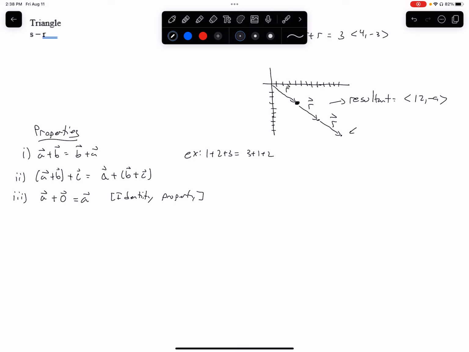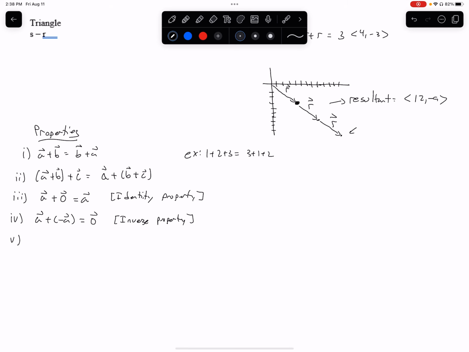Also, they have to follow the inverses. If I take vector A and I add negative A to it, we're going to get the zero vector. It's like saying 5 minus 5 is 0. The zero vector is just 0. This is what we call the inverse property. And all that says, algebraically, is that we can use it to solve equations too. The inverse property.